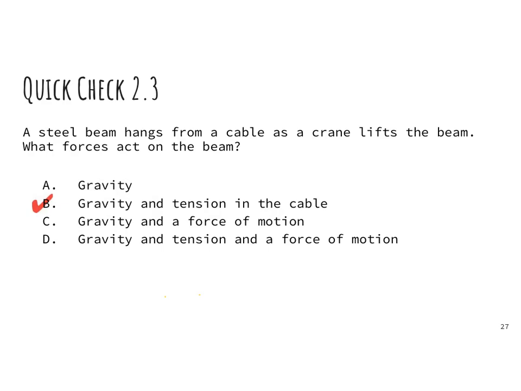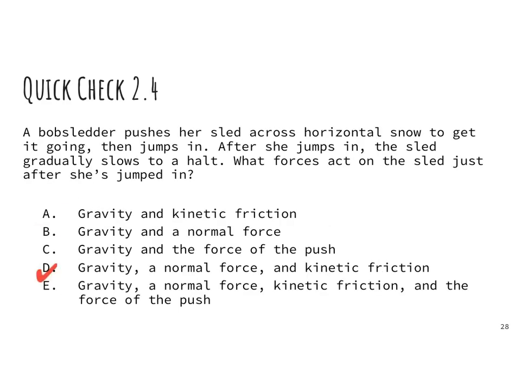All right, so the next quick check we have, we're looking at a steel beam hanging from a cable as the crane lifts the beam. And we're going to get into free body diagrams next, but if I identify the forces, well, there's gravity pulling the steel beam down, and then there's tension that's holding the steel beam up. So there's gravity and there's tension, and those are the two forces that are acting.